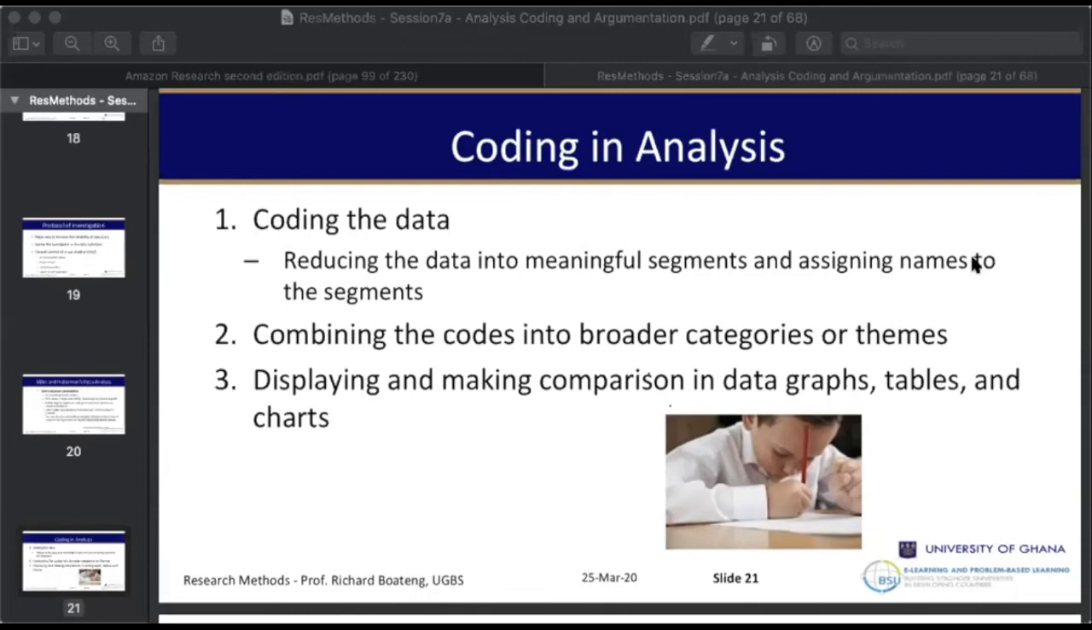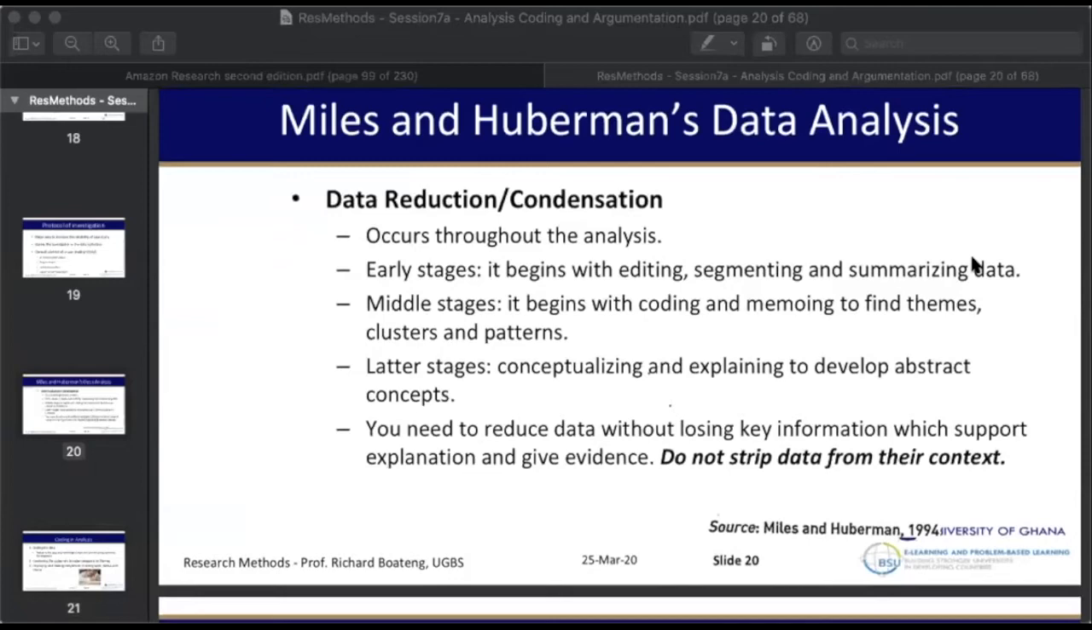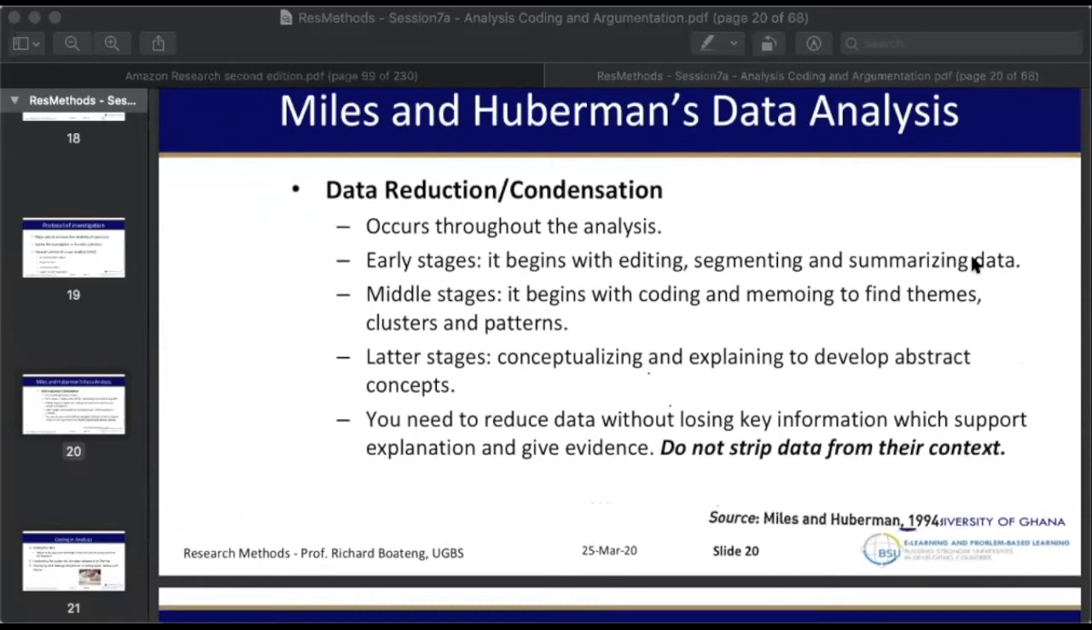So what we are trying to do is that the labels are done at three stages. That's what I was saying. At the early stage, it's about segmenting and summarizing. At the middle stage, it's about coding and memoing. And at the latter stage, it's about developing concepts and abstracts. So I said at the early stage, you have heard a woman in the interview transcript. She tells you.